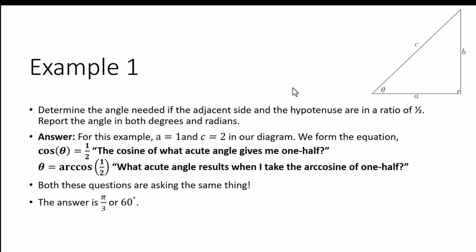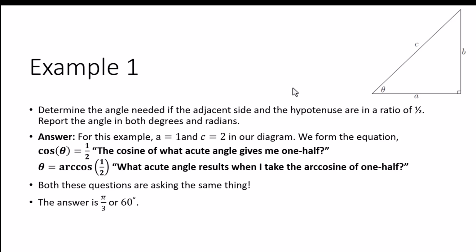So for our first example, we're going to determine the angle needed if the adjacent side and the hypotenuse are in a ratio of 1/2. Report the angle in both degrees and radians. So for this example, our adjacent side A is 1, our hypotenuse labeled C is 2, and we're going to form the equation the cosine of theta is equal to 1/2. Now this reads the cosine of what acute angle gives me 1/2.